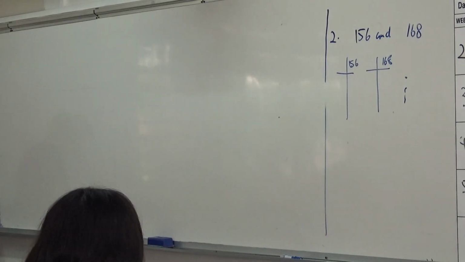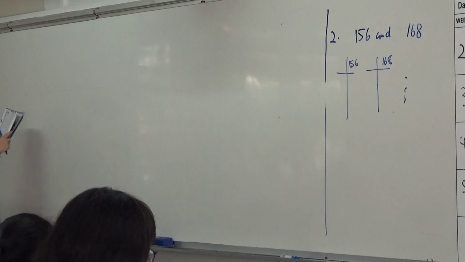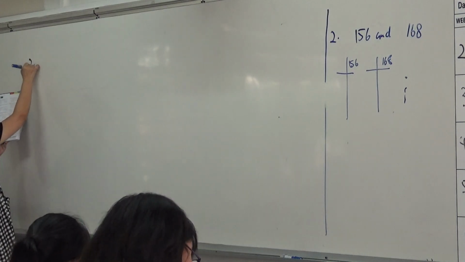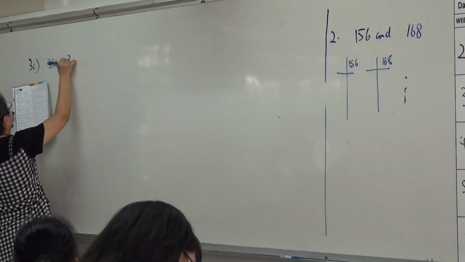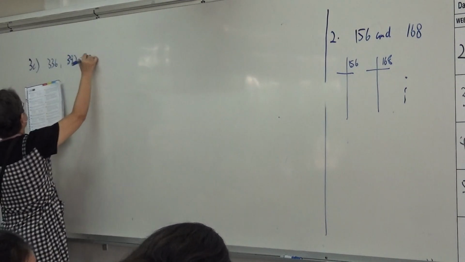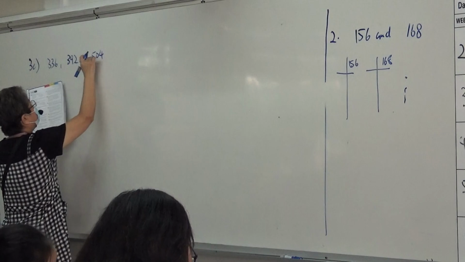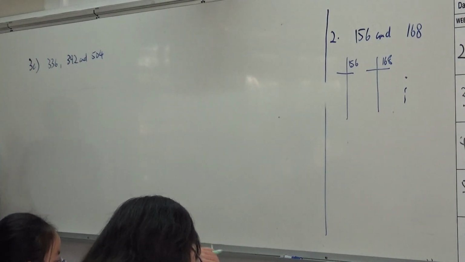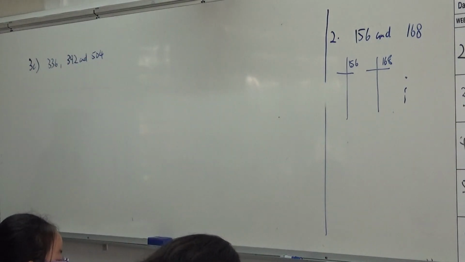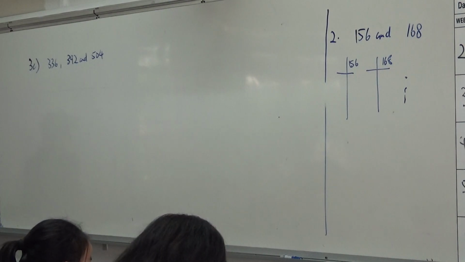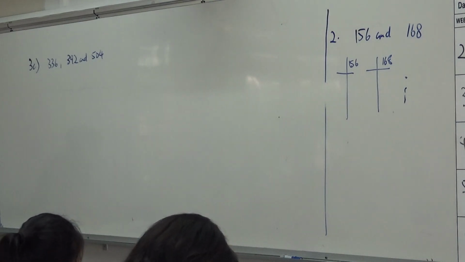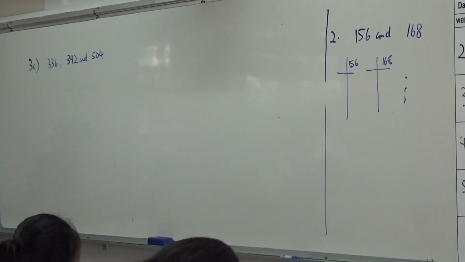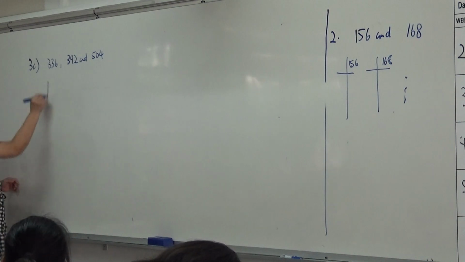Number 3. Find the highest common factor of each of the following sets of numbers. I want 3C. Now, first I need to know this. What if I have 3 numbers? What must we do? It must be common for all 3, and we take the lowest. Is that clear? It's the highest common factor. Okay? Alright. Do the prime factorization.